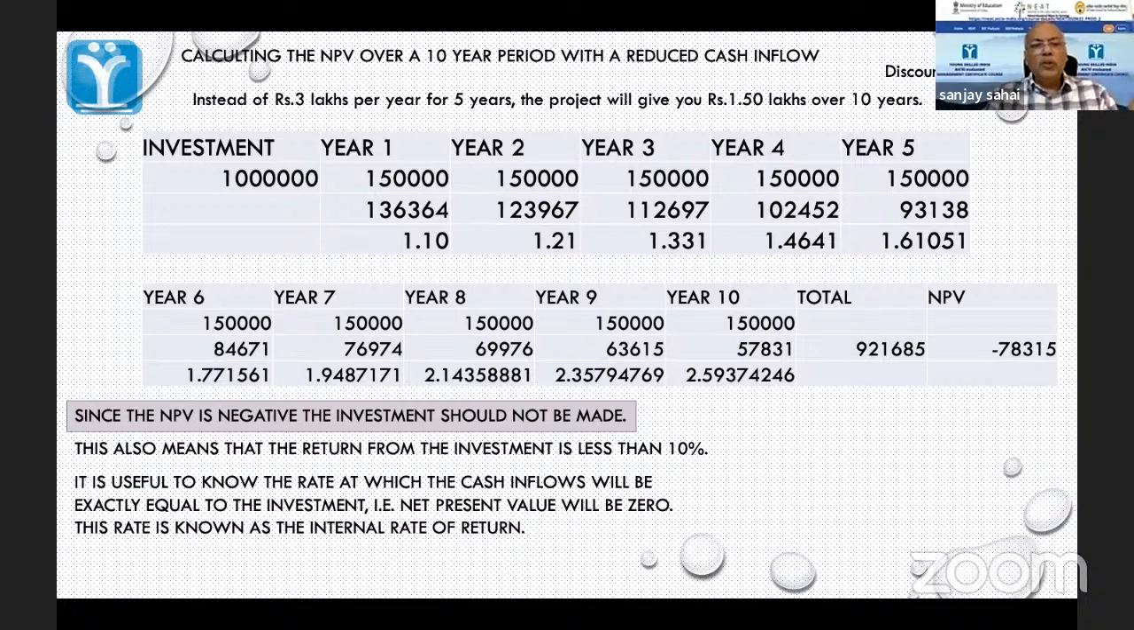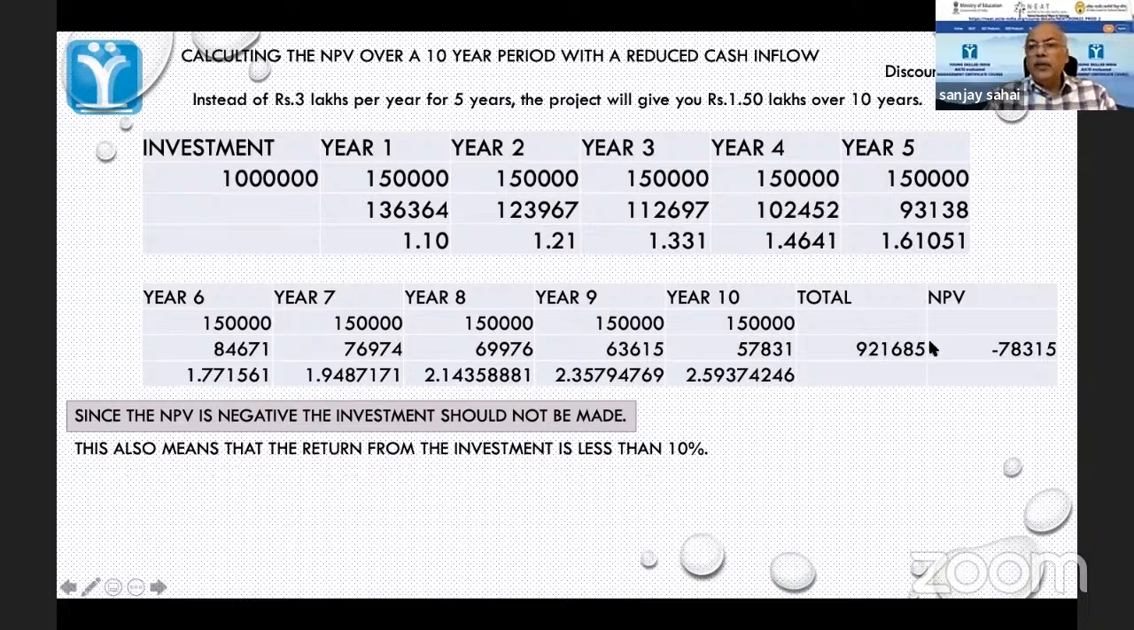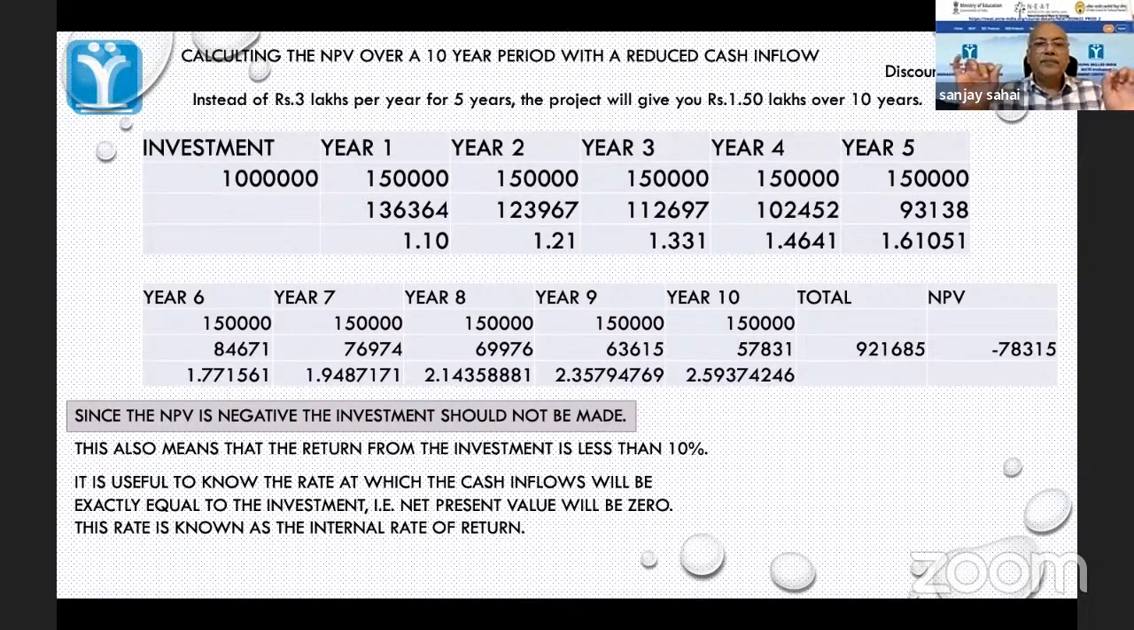So it's useful to know the rate at which the cash inflows will be exactly equal to the investment. That is, net present value will be equal to 0. So if I know that this is exactly 10, what is the rate? I'm using 10%. So what is the rate at which this is going to be exactly 10 lakhs? If I know that, that rate we refer to as the internal rate of return. So we will look at this in due course.